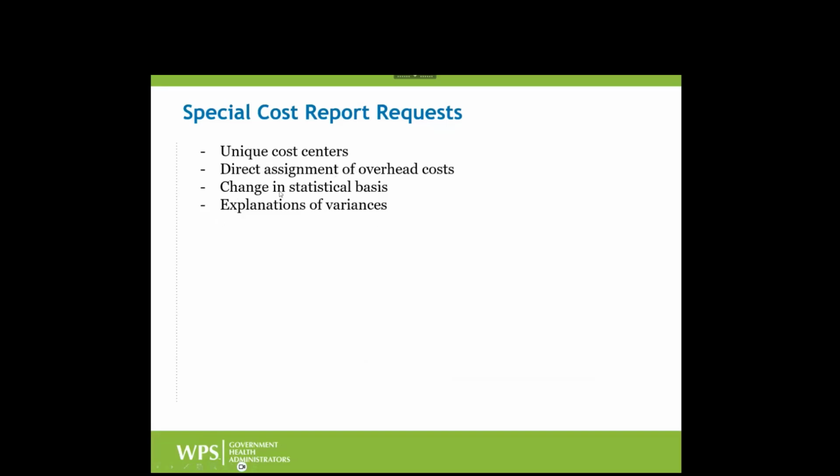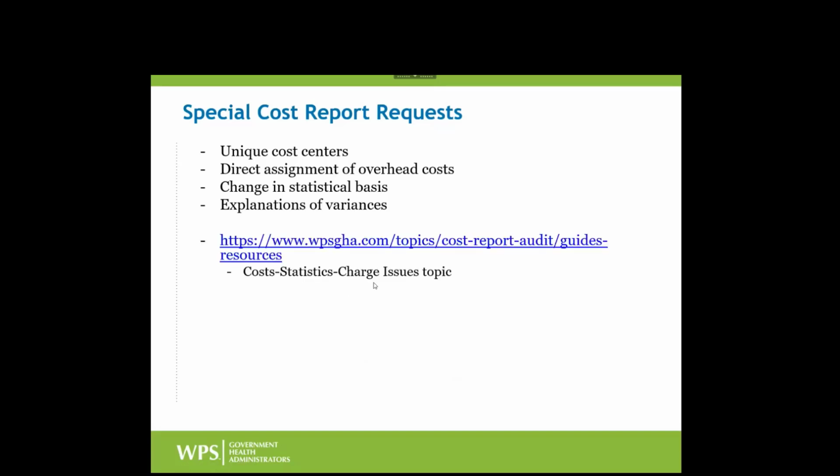And then back to what I was saying a bit ago, explanation of variances. This is a request from the MAC to the provider, and we're just saying we found issues that exceeded certain thresholds and we need an explanation. Now, I went through those requests very quickly because it's more of a refresher and it's more of a tie-in to what we've just been talking about.